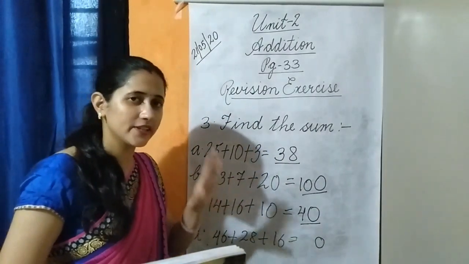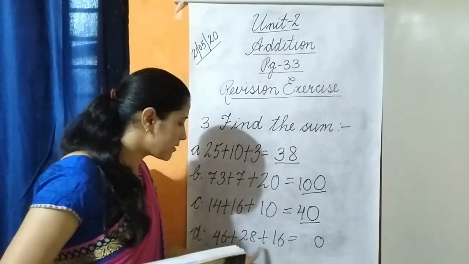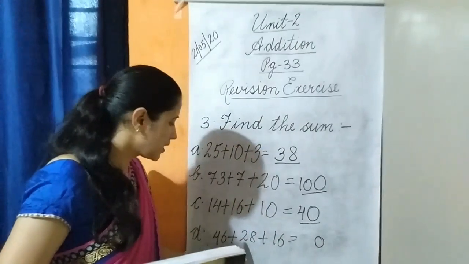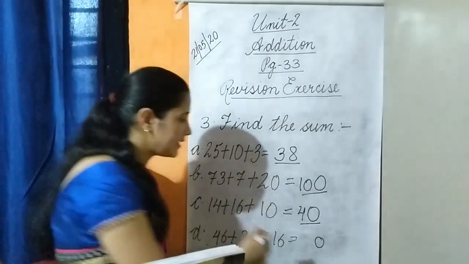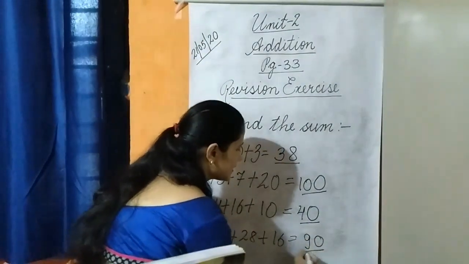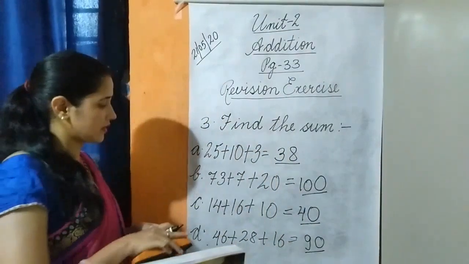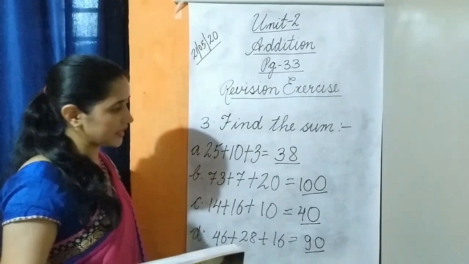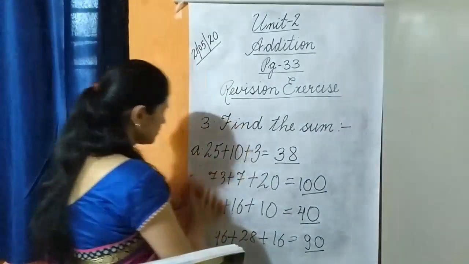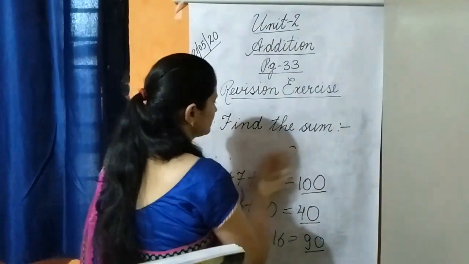So now we will add the numbers at tens place. 1 plus 2, 3. 3 plus 4, 7, plus 2 carry is 90. Write it, students. Now we will do E and F. Pause the video and write it.